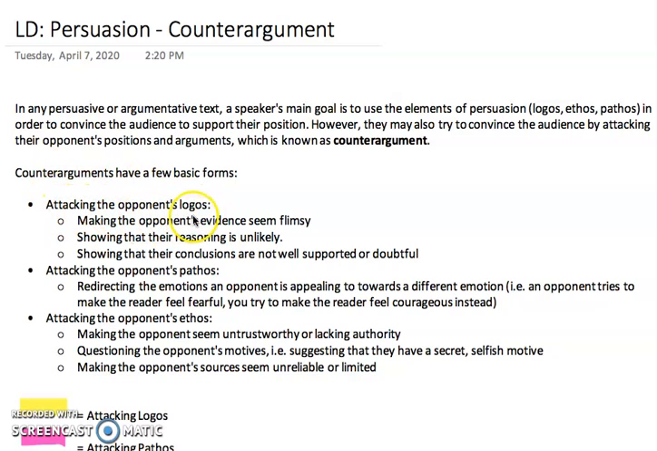We can attack our opponent's logos, which involves either making their evidence look flimsy or perhaps not sufficient, showing that their reasoning doesn't work very well, or showing that their conclusions aren't really well supported, or even just doubtful, just that we don't have enough evidence perhaps to make that kind of a conclusion. So that would help you make your opponent seem like their logos is not quite as sharp.